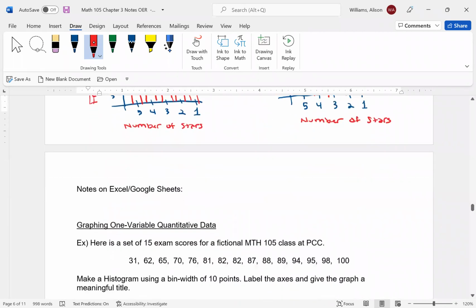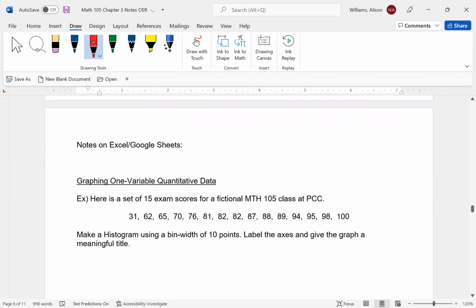Okay, so let's look at how to do this in Google Sheets. So let me go ahead and share that. I just realized I didn't have my screen ready, so I apologize for that. And I'm going to need to attach my keyboard too. All right, so let me share my screen now.